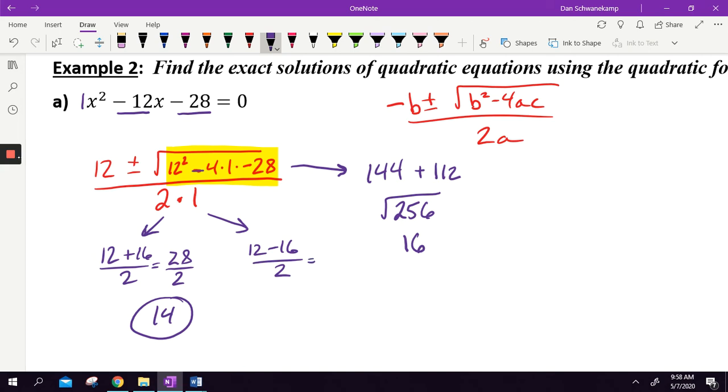12 minus 16, that is negative 4 divided by 2. That is going to get me negative 2. That is my other answer. That's what I'm looking for here.